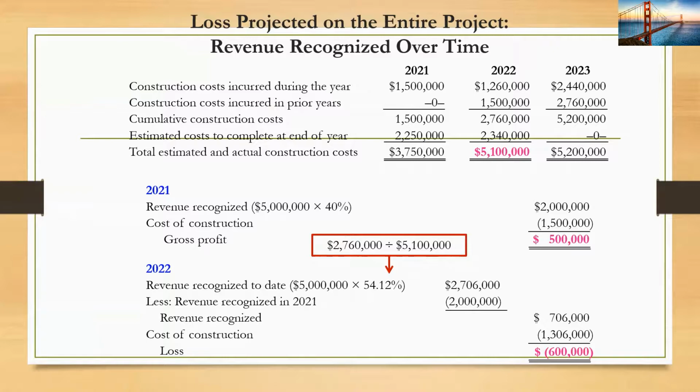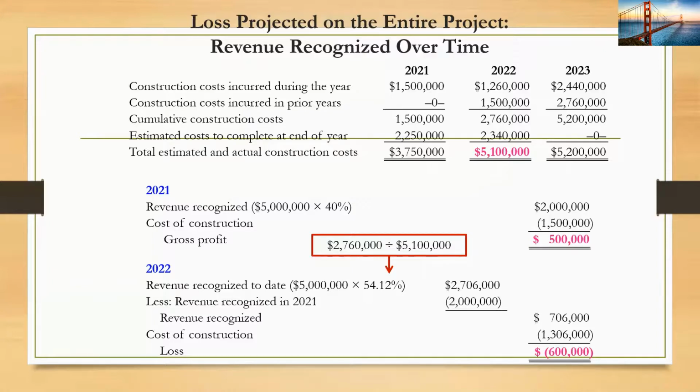Then you would back into the cost of construction by adding the amount of the loss recognized to the amount of revenue recognized. For example, you see in 2022, Landmark has to back out gross profit of $500,000 recognized in 2021 and add to that amount the $100,000 overall loss it thinks will occur on the contract. So the total gross loss to be recognized in 2022 is $600,000.